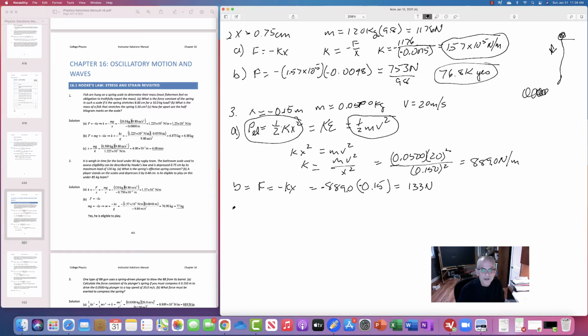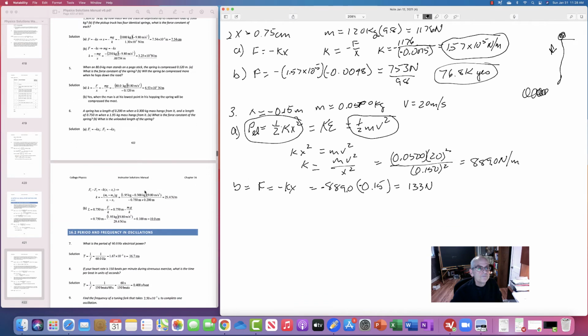So that's number 3. The next problem we're going to do is number 6. Number 6 states that a spring has a length of L1 equal to 0.200 meters, and a mass of 0.300 kilograms is hanging on it.